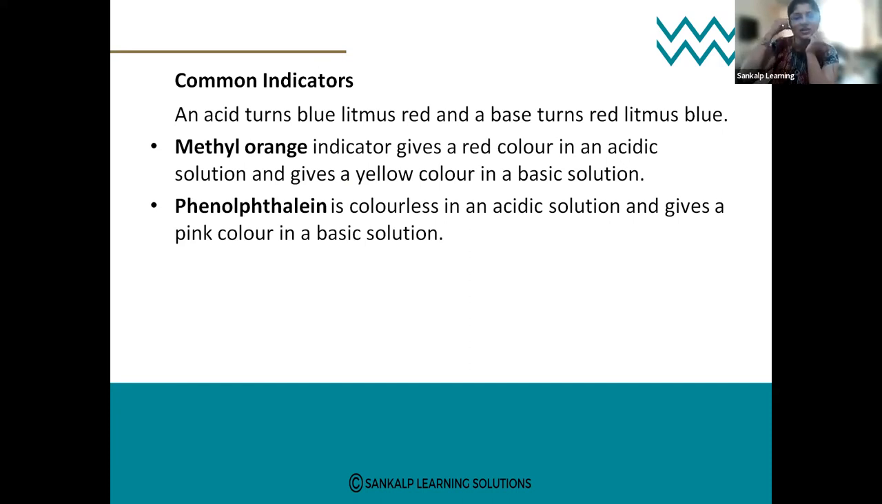Common indicators are like methyl orange. Methyl orange gives you red color in acidic solution and yellow color in basic solution. So this is the role of methyl orange. Then phenolphthalein. Phenolphthalein is an indicator which is colorless in the acidic medium and it gives pink color in the basic medium.